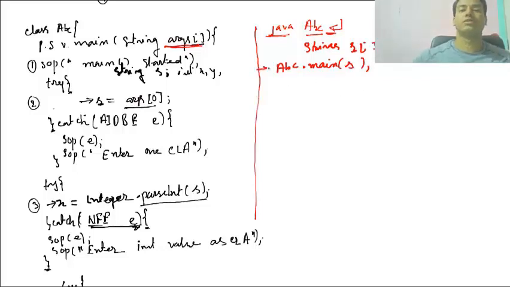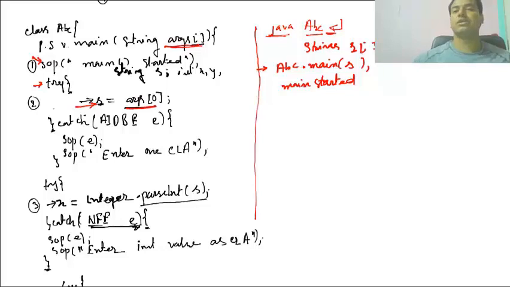Now the main method started execution, and control is at the first statement. It prints "main started". Done. Then control comes into try. Inside the try block, the statement is: s should be initialized with args[0].